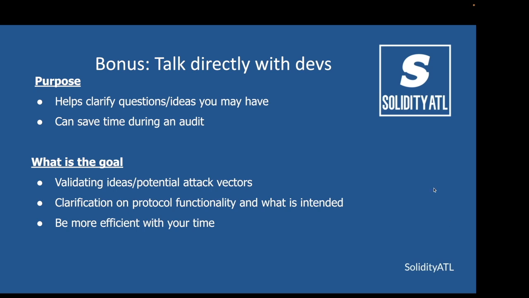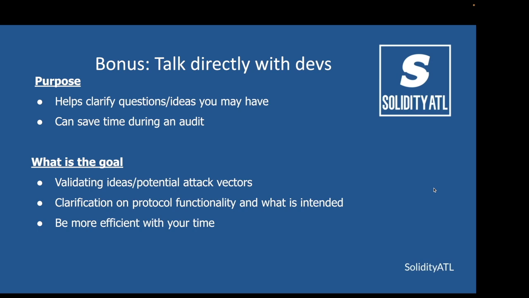The last tactic I really like for code comprehension that I did not mention at the start of this module is talking with the protocol devs. A lot of the times during an audit, there will be points where you will have questions or ideas of how you think the protocol works or the possibility of a vulnerability, but you're not 100% certain. Having a good communication channel with developers who wrote that protocol can help you clarify those questions and ideas, and also can help you save a lot of time during the audit, because the people who wrote the code will have the best understanding of what it's doing and the intent.